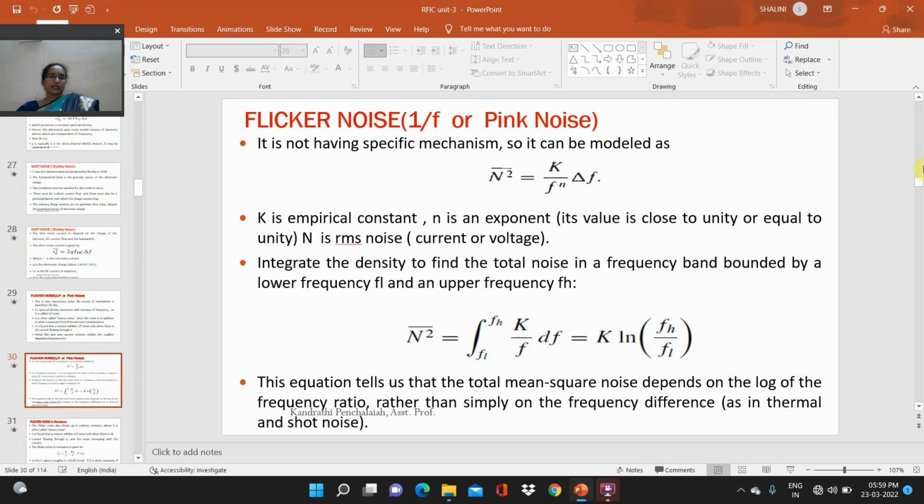Integrate the density to find the total noise in a frequency band bounded by a lower frequency f_l and an upper frequency f_h. n square is equal to the integral from f_l to f_h of K by f df, which is K into ln of f_h by f_l. This equation tells us that the total mean square noise depends on the log of the frequency ratio rather than simply on the frequency difference, as in thermal and shot noise.